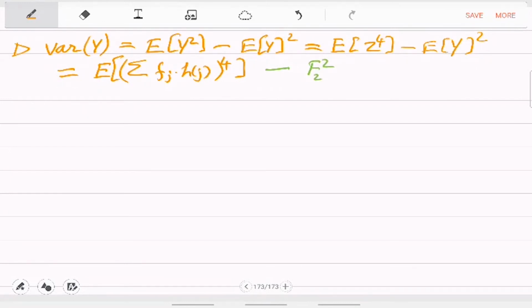Now the thing is that when you expand this out, sigma fj hj to the 4, what you get is f1 times f2 times f3 times f4, right? 4 things. So if these 4 things are different, then the expectation will factorize. If they are not different, then it will not factorize. So when it factorizes, you get 0. When it doesn't factorize, then you are stuck with the following terms.